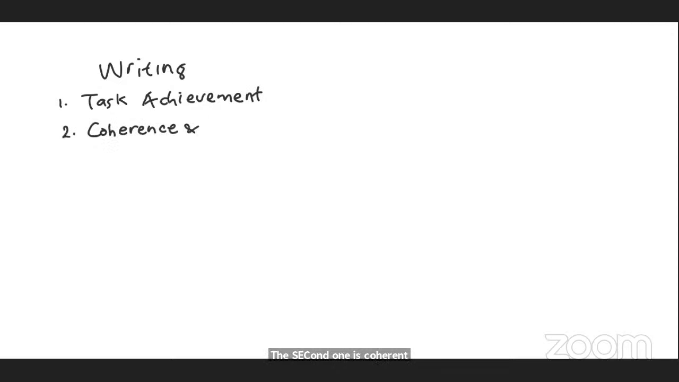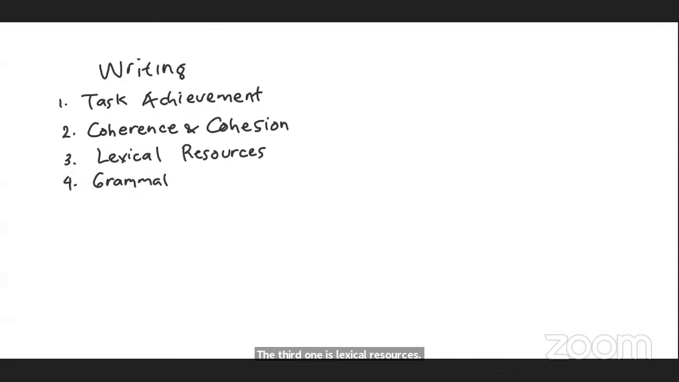The first one is task achievement. The second one is coherence and cohesion. The third one is lexical resources. And the last one is grammatical range and accuracy.